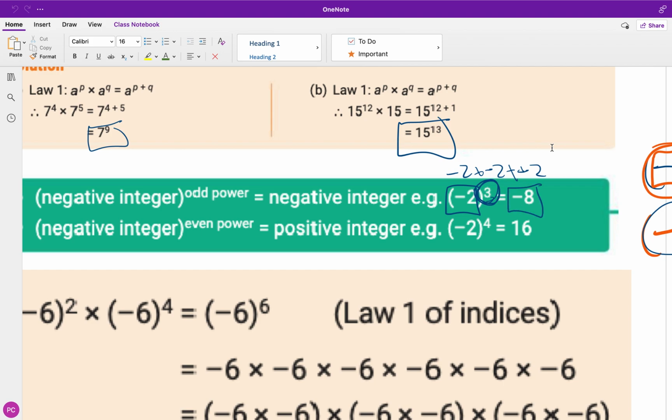The second one there, if you have minus 2 to the power of 4, it's going to be minus 2 by minus 2 by minus 2 by minus 2. So it's minus 2 four times. There's our first time, second time, third time, and fourth time. So minus 2 by minus 2 is going to give us plus 4, by minus 2 is going to give us minus 8, and by minus 2 again is going to give us plus 16. And that's how they get plus 16 there.